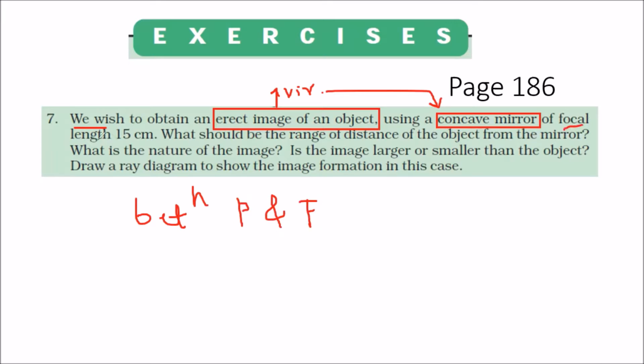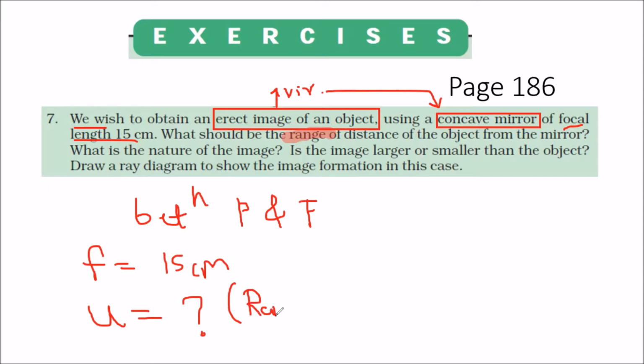Of focal length 15 centimeter. Now the question says the focal length is 15 centimeter. We are provided with the focal length of 15 centimeter. It says what should be the range. Please be aware, the question is asking for the range. It's very important that we look at the question carefully. Range of distance of object from the mirror. It's not asking for a single-digit answer. It's saying what is the range, from where to where we can place the object.